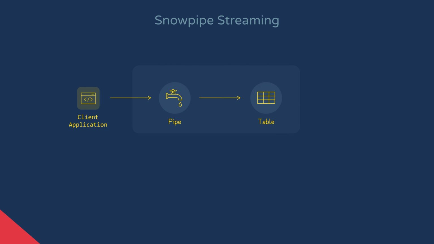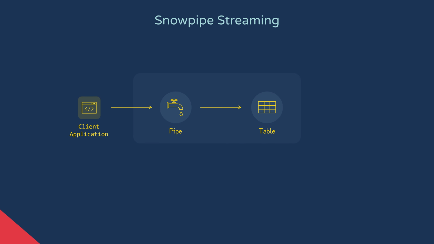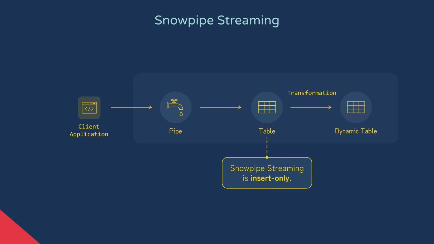And lastly for this diagram, let's take a look at the target table. Once the pipe has processed the data, it's committed to the table and it's immediately available for querying. Snowpipe Streaming is currently insert only, so it's only appending rows to a table, not performing updates or deletes on existing data. If you need to modify or merge data after ingestion, the pattern is to land the raw records into a staging table and then use downstream continuous pipelines like dynamic tables to handle the transformation into your final reporting tables.